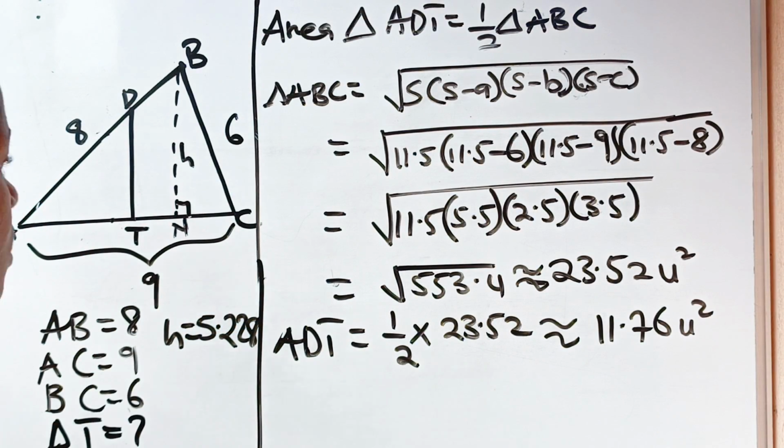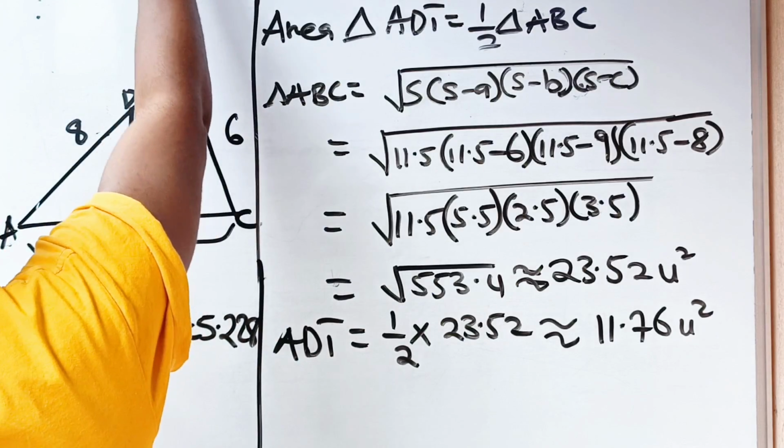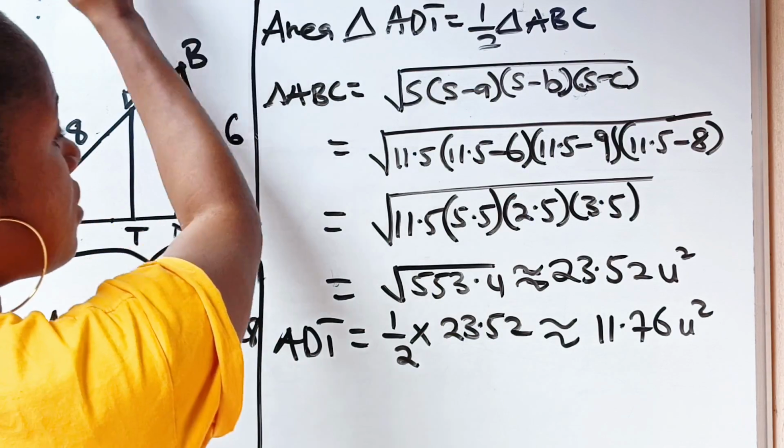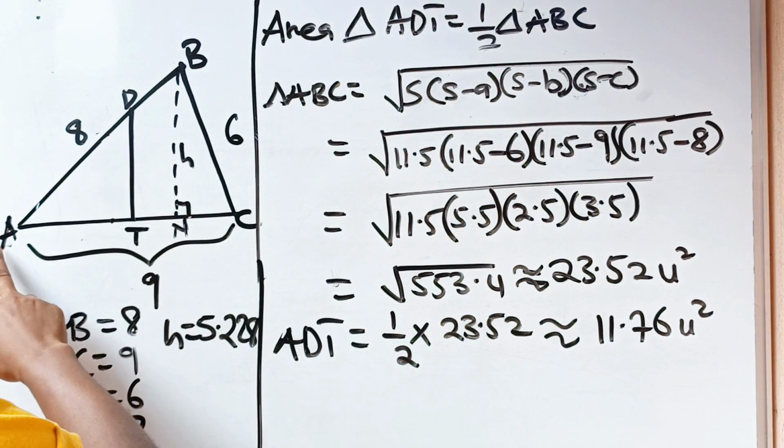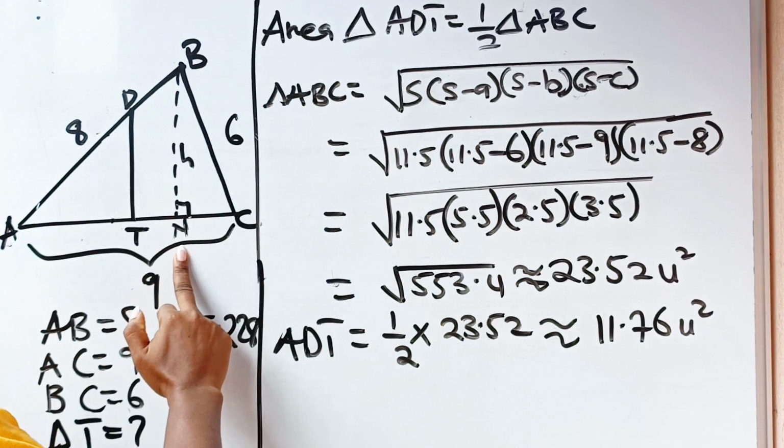Now I'm going to write it somewhere. Area of triangle ADT, I know you can't see it, 11.76. Now let's go ahead and get the area of triangle ABN, okay?